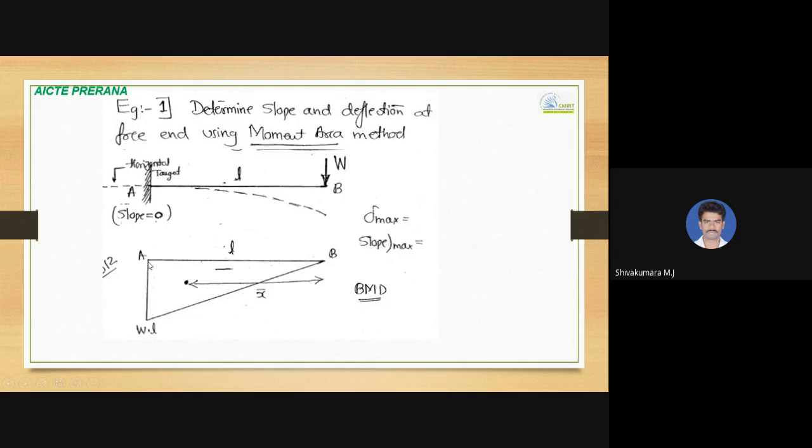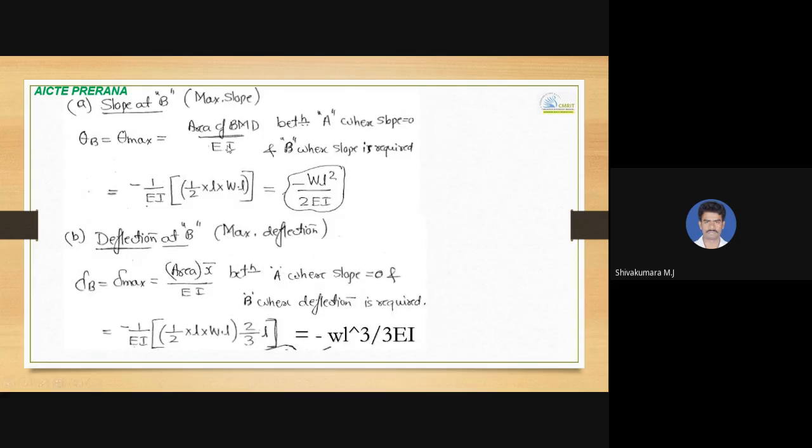So these two points we need to take. Between these two points, whatever bending moment area is there, that we should take. So between point B and point A, the bending moment diagram area is half into base L and height WL. So half into L into WL. That is the area of BMD between these two points divided by EI. And here we are showing negative sign convention for hogging bending moment. So theta B or maximum slope at B is minus WL square by 2EI.